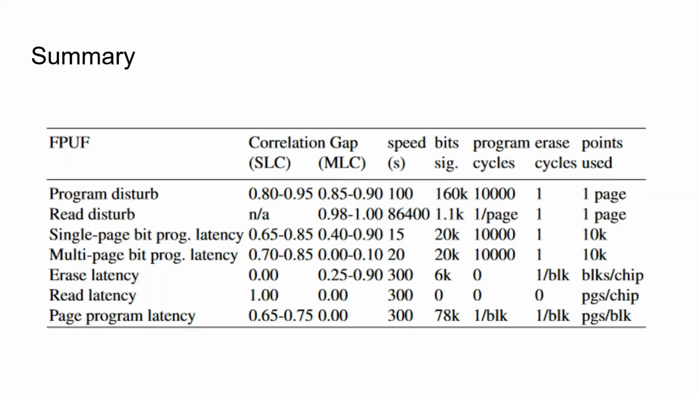Here is a table summarizing the results of the research. As discussed, multi-page bit program latency, single-page bit program latency, and program disturb flash-based physically unclonable functions can be used to create viable, unique signatures that satisfy the use cases discussed at the beginning of this presentation. This makes them great choices for a wide variety of applications, along with their speed and created sizes. We can also see that read disturb could create a unique signature, but it is unfeasible due to the extremely slow speed of the method. We can also see why the unviable methods are unviable.